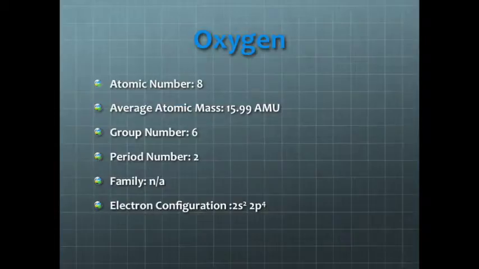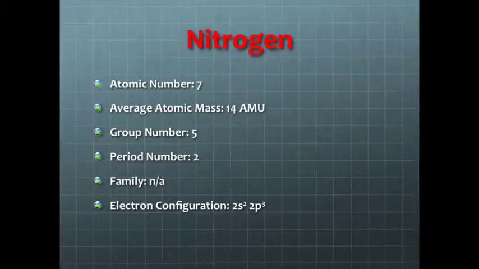Now nitrogen. The atomic number for nitrogen is 7. The average atomic mass is 14 AMU, and the group number is 5, while the period number is again 2. This element also doesn't have a family, and the electron configuration is 2s squared and 2p cubed.